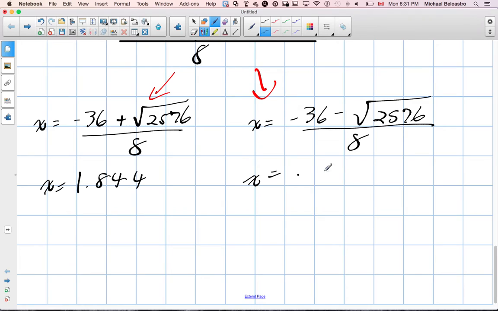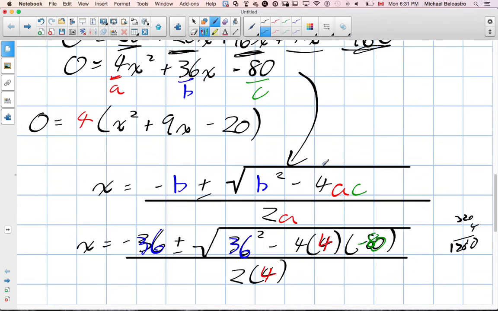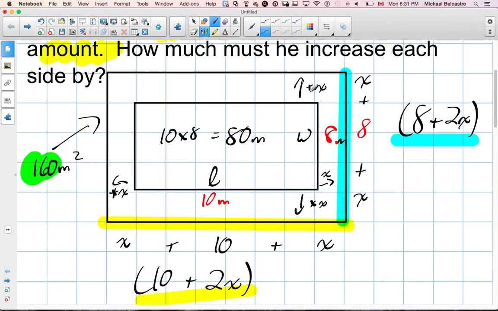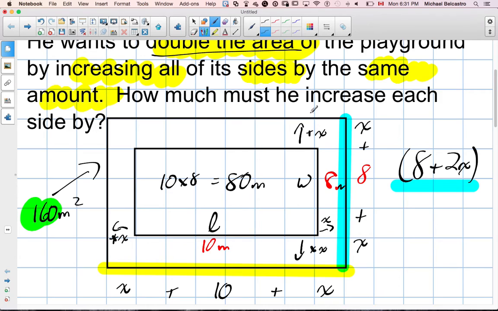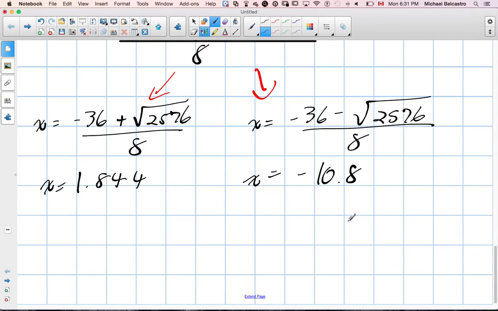So in terms of measuring, it's impossible to go back negative 8, right? If we went down 10, that literally means my width, because it's only 8 to start with, would be a negative value. So I'm in some other dimension, and that doesn't make any logical sense. So we go with the positive value, because in practicality we're obviously expanding the size. So 1.844 meters is the expansion on every single side.